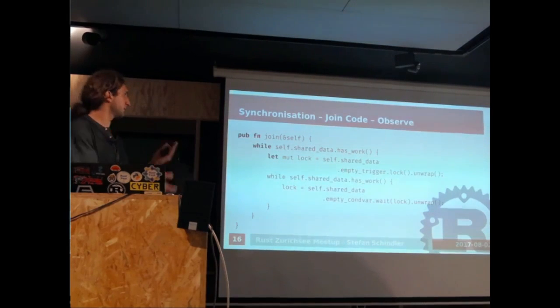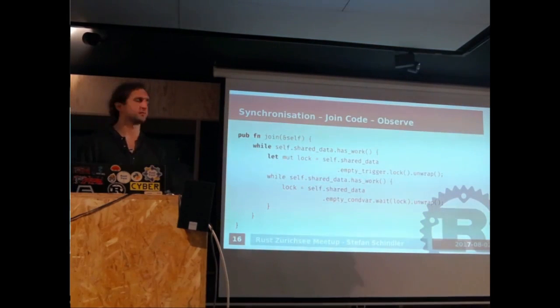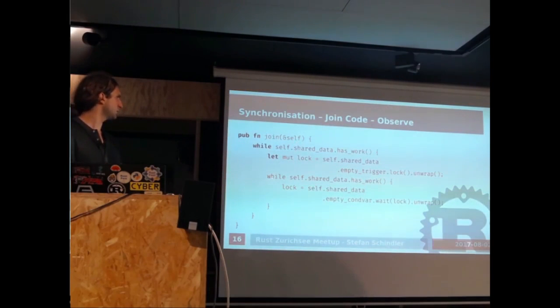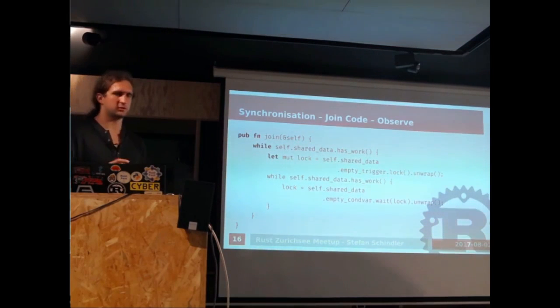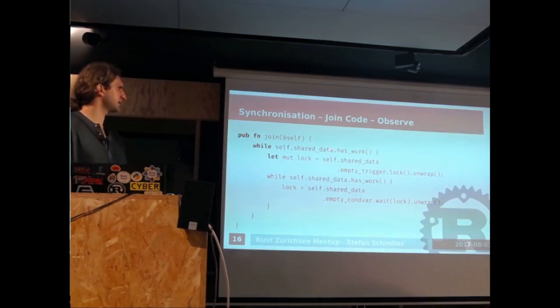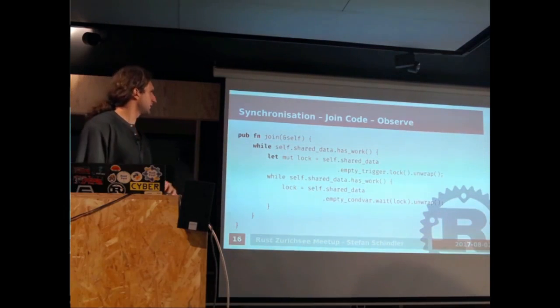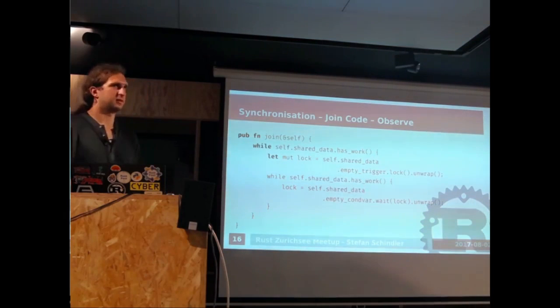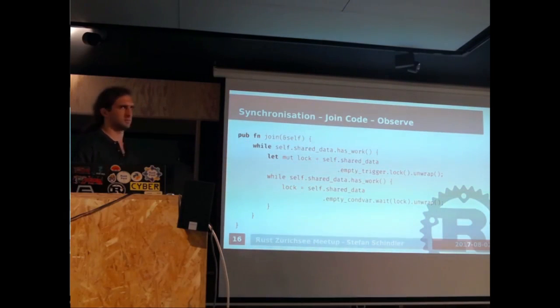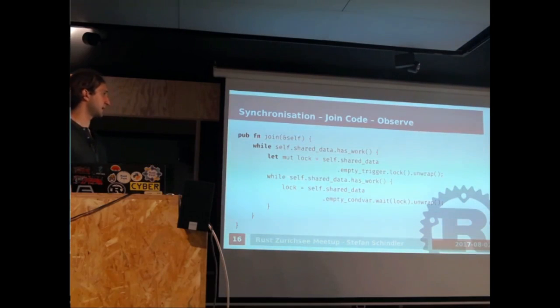On the other end, we have the join. It has two whiles. I'm not sure actually if the outer while is necessary. I haven't found the time to investigate that. Basically, it's just a safeguard to check, is there really no more work? And then try to acquire the lock, check again if there's no more work.